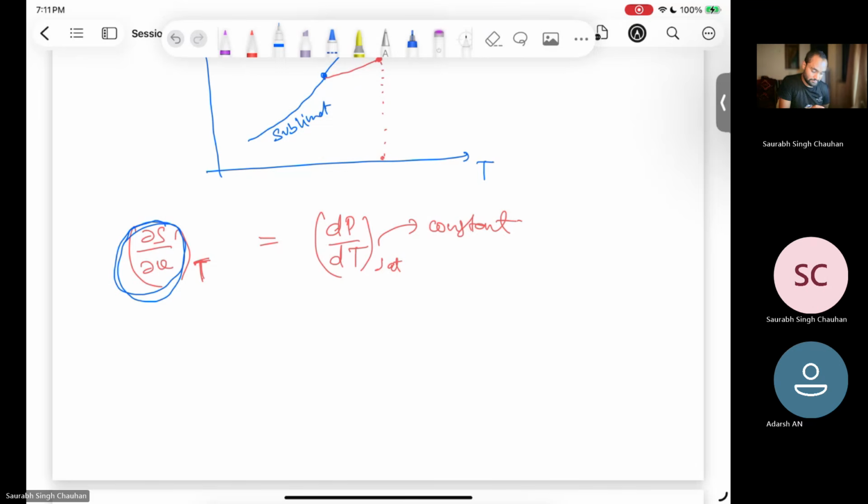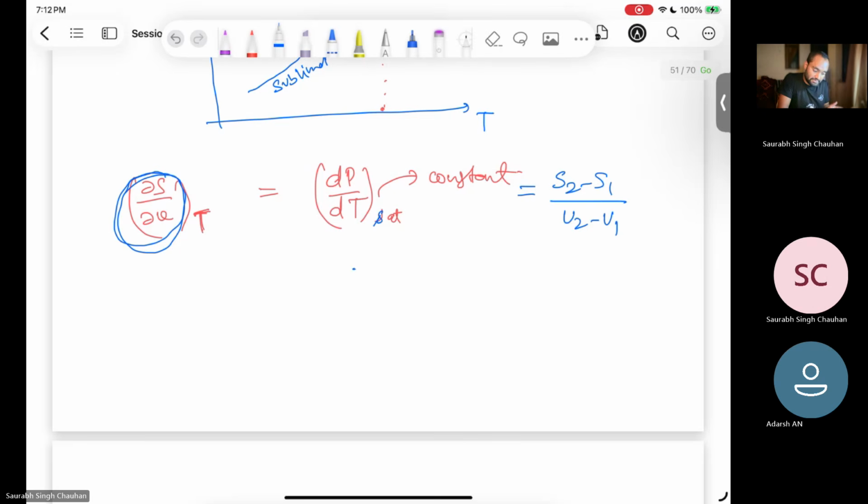Now I understood, sir. So you can calculate the slope using any two points. For example, if the slope is constant, then you can calculate the slope at any two points. So you can take S2 minus S1 over V2 minus V1. These two points can be any two arbitrary points within the saturation zone, within the phase change zone.